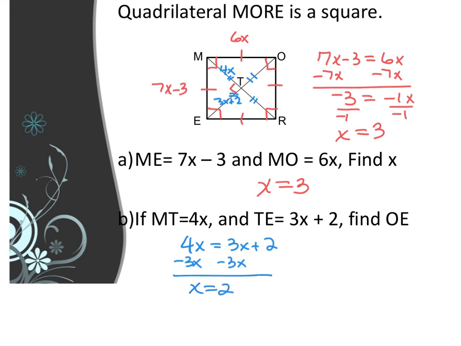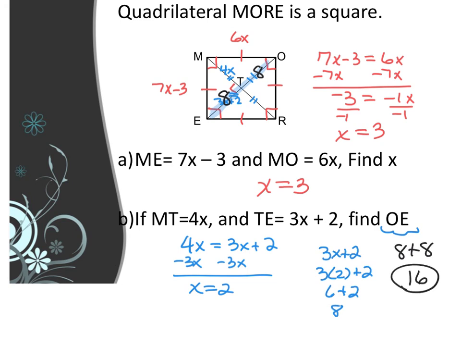Now this time it didn't ask me to just find x, it wants me to find the length of OE. Well, OE is the entire diagonal. So once I put it into 3x plus 2, 3 times 2 plus 2 gives me 6 plus 2, which is 8. So this little piece here is 8, and so is this piece. So the length of OE is 8 plus 8, and it's 16.